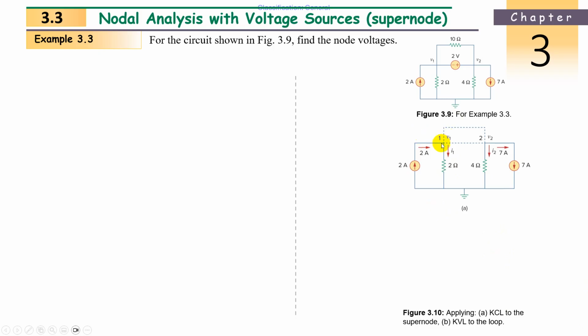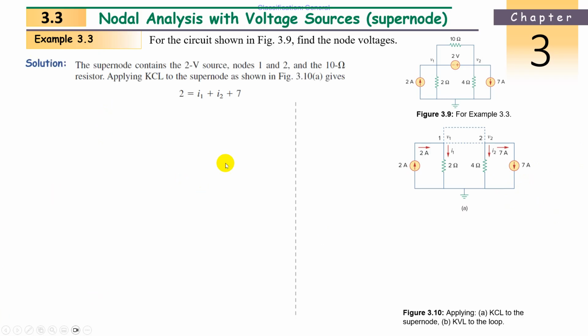So currents entering at these 1 and 2 nodes is 2 amperes only, right? Only 2 ampere is entering. Remaining 3 are leaving. So 2 ampere is equal to leaving currents, I1 plus I2 plus 7. So this is the equation for the node: 2 equal to I1 plus I2 plus 7. 4 items are there. So this is your first equation.